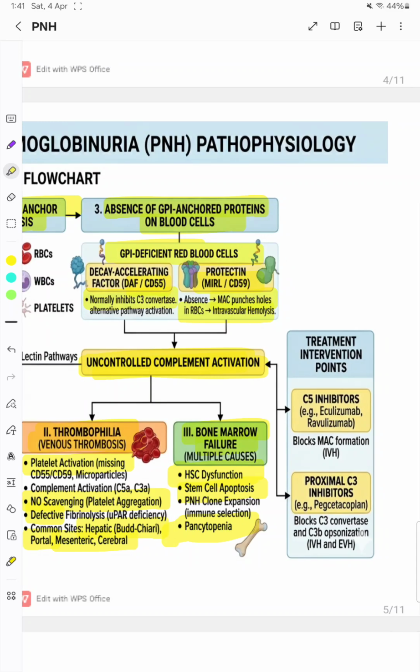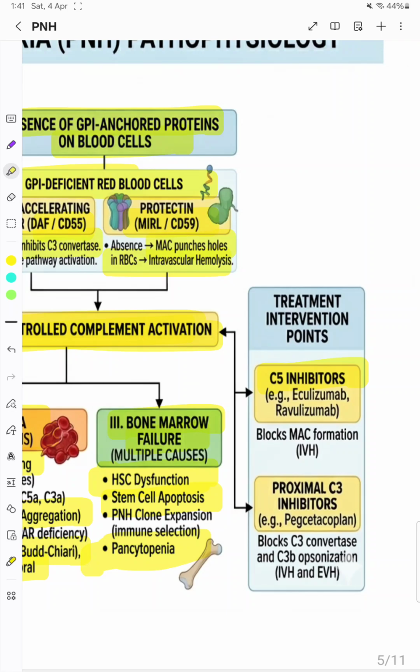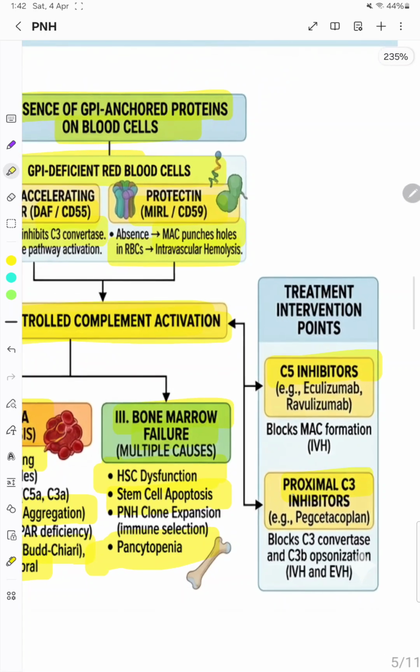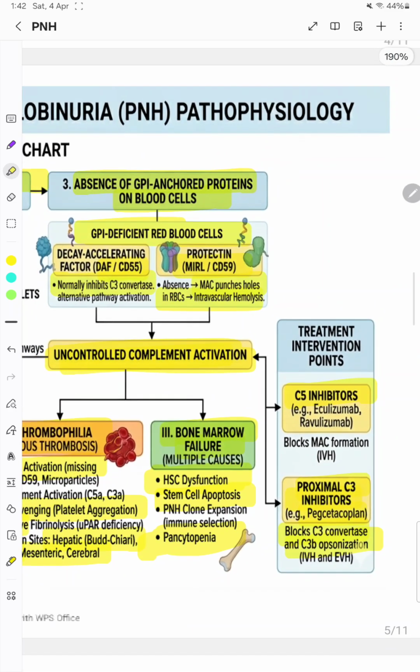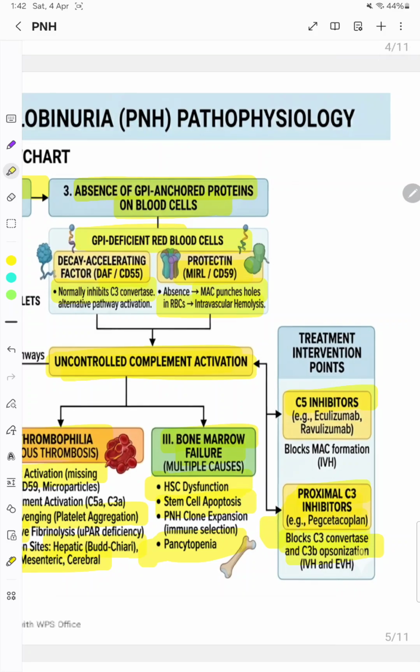Treatment options for PNH are C5 inhibitors like eculizumab, ravulizumab. They block the MAC formation and decrease the intravascular hemolysis. Another group is proximal C3 inhibitors, pegcetacoplan. This inhibits C3 convertase and C3b opsonization. So this will help in controlling both intravascular and extravascular hemolysis.